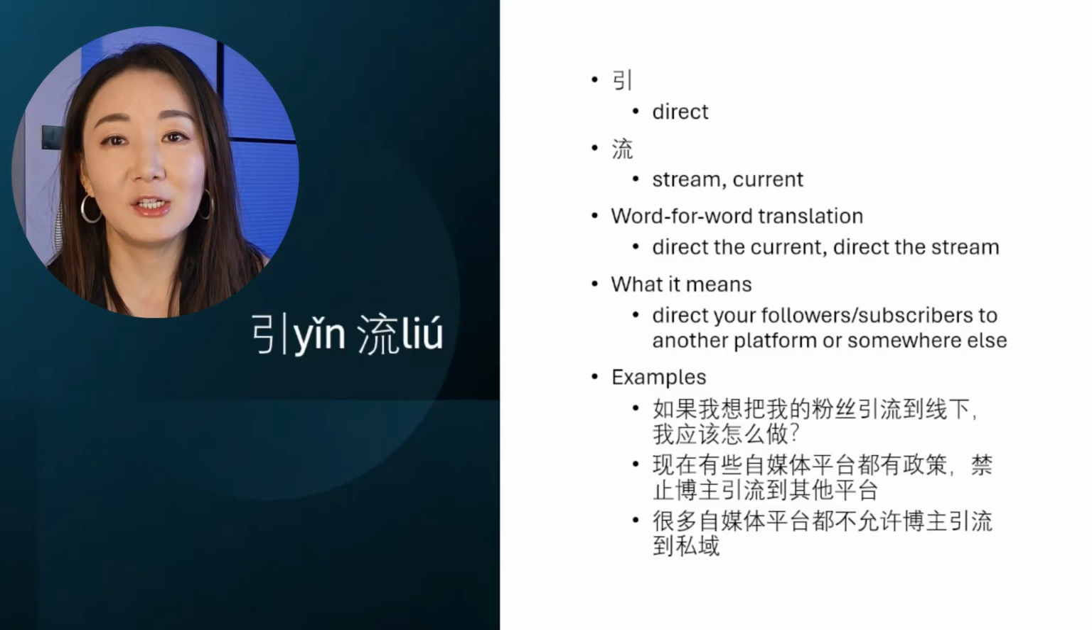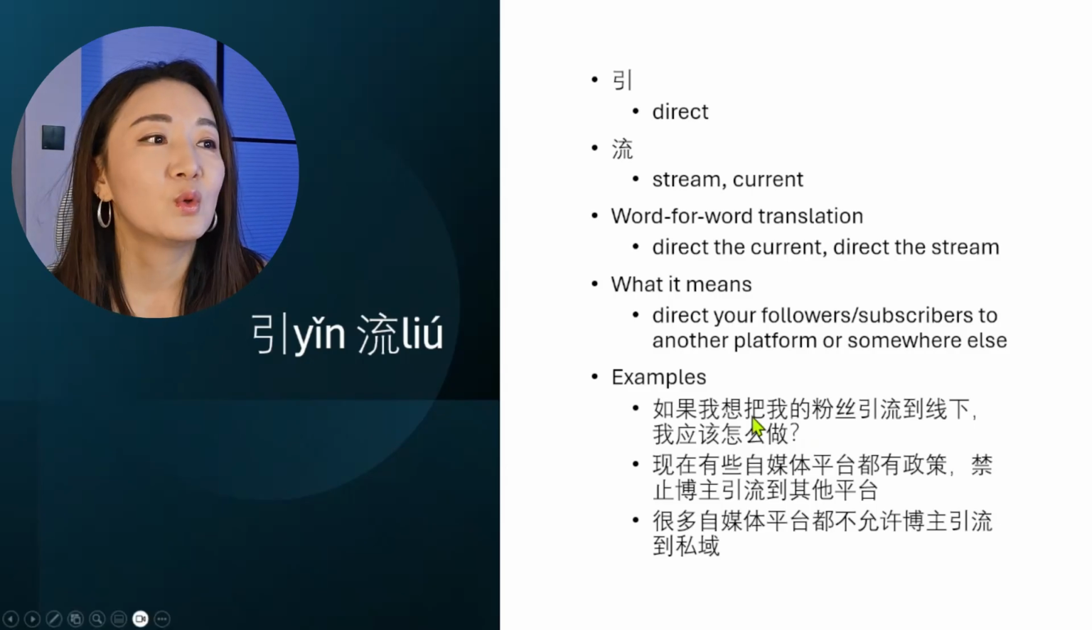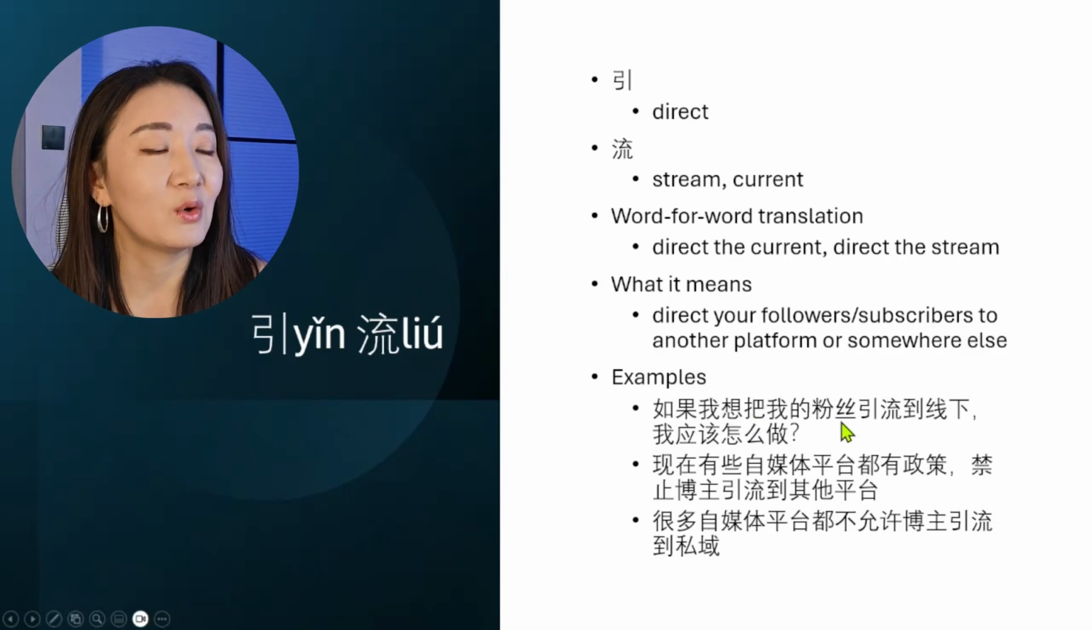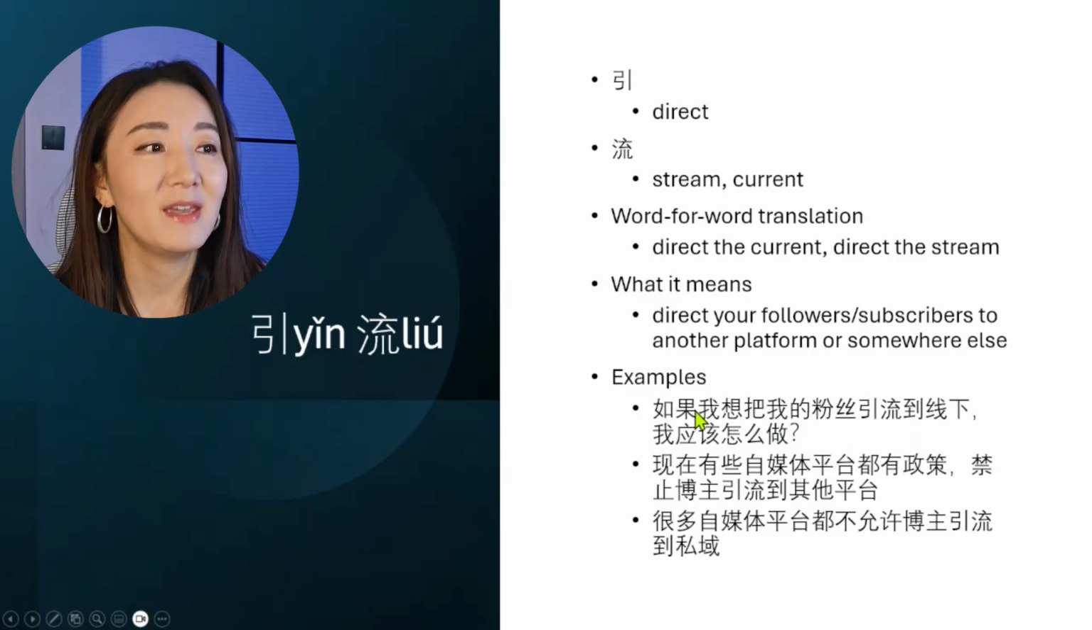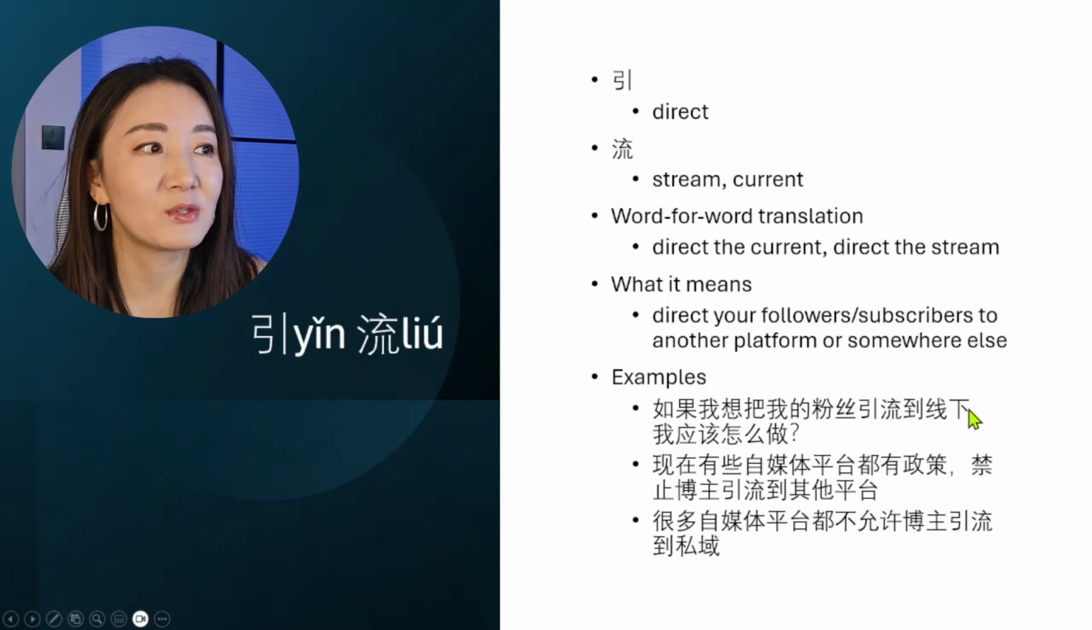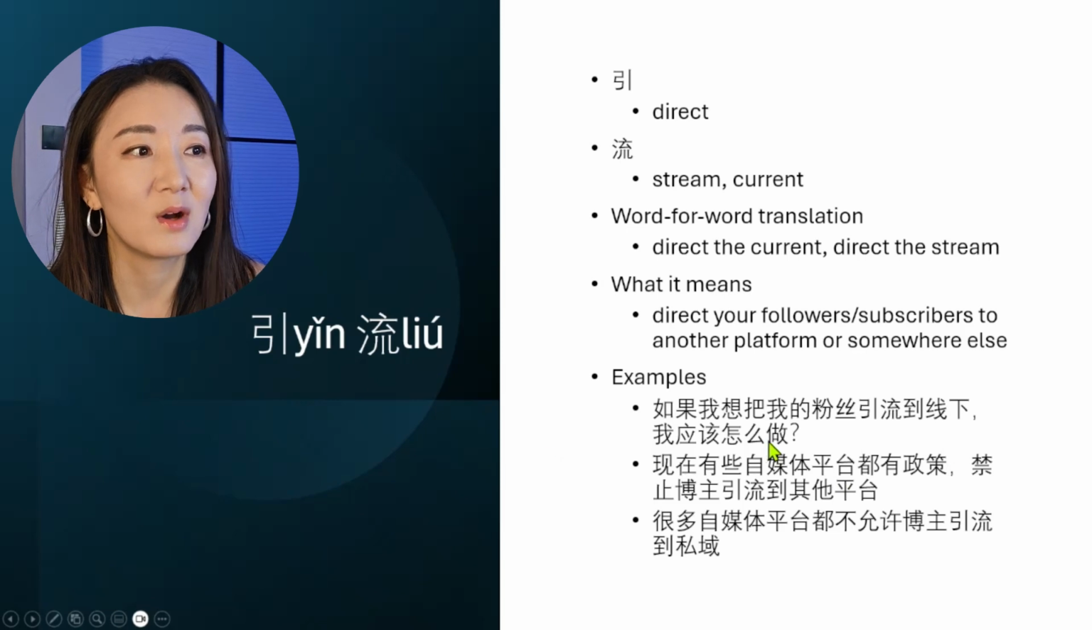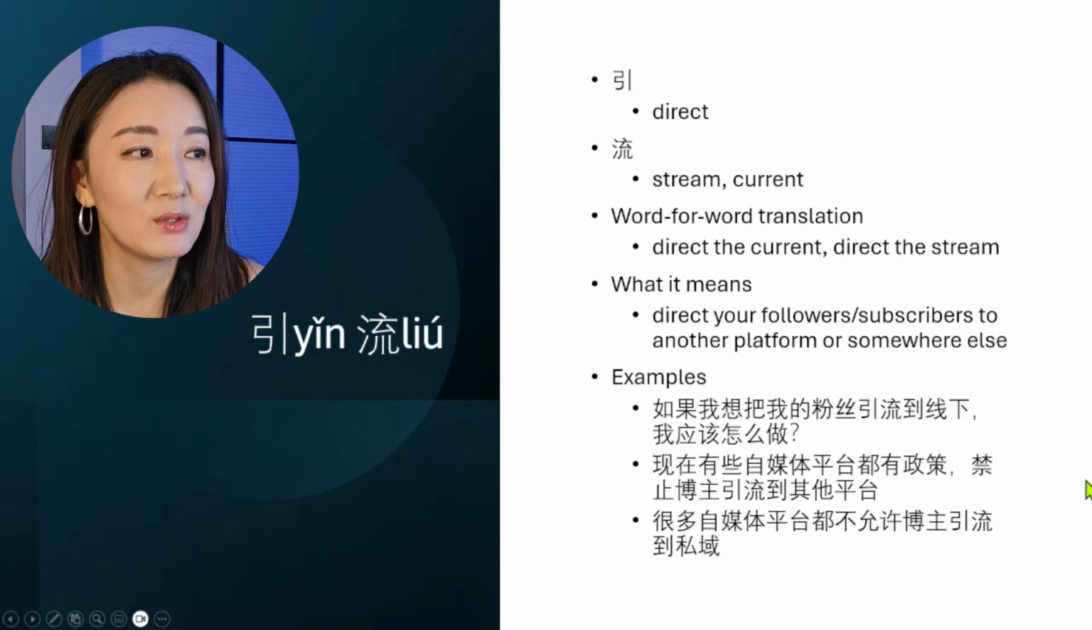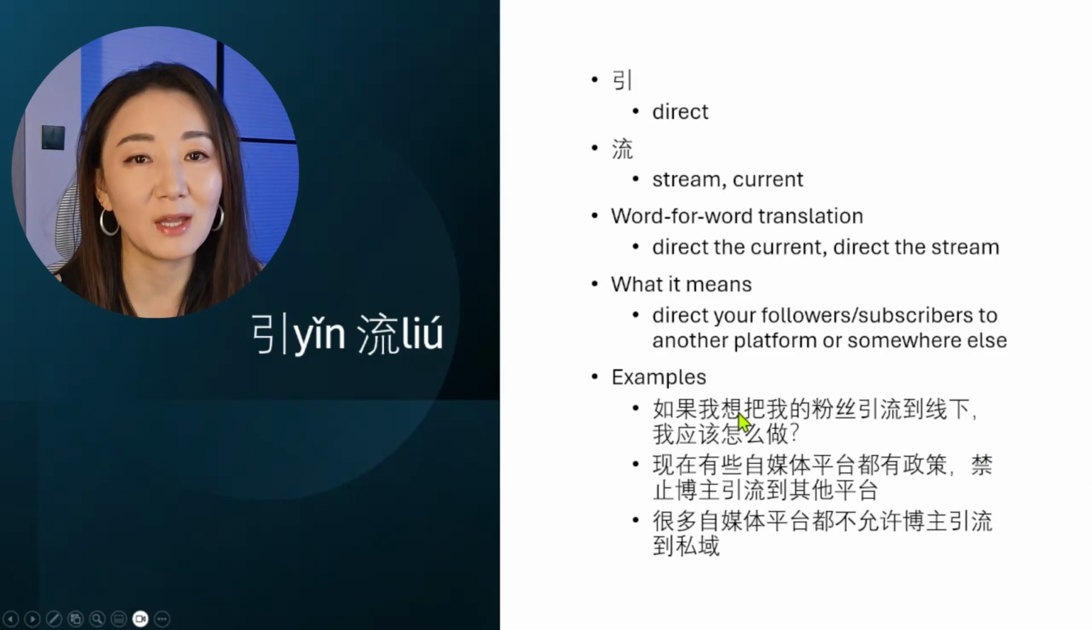All right, let's take a look at the examples. 如果我想把我的粉丝引流到线下，如果 if 我的粉丝 my fans, my subscribers 引流到线下 direct my subscribers to offline channels 我该怎么做 What do I do? If I want to direct my subscribers to offline channels, what do I do?